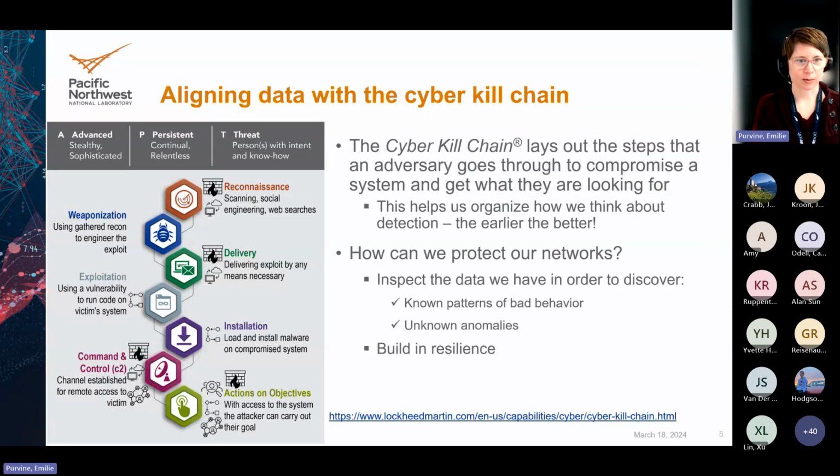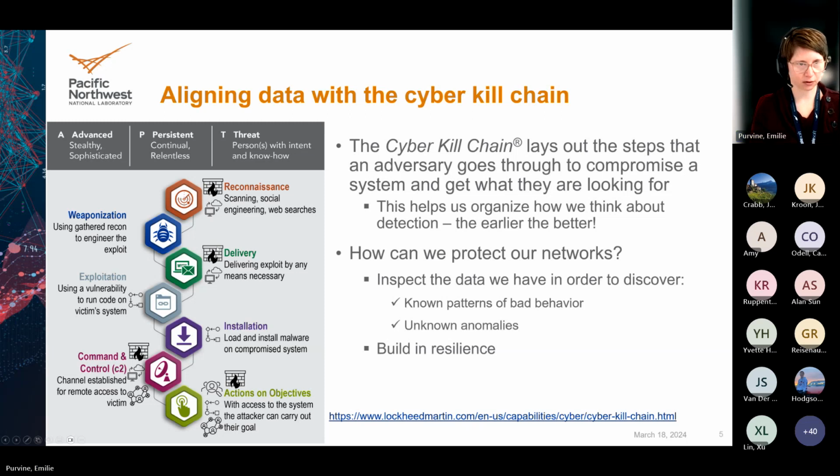So how does this align with a cyber kill chain? On the left picture here, I've annotated this cyber kill chain from recon, weaponization, delivery, exploitation, installation, command and control, and actions on objectives, with some icons from the last slide of what kinds of data might be seen at any of these steps. It lays out the steps that an adversary goes through to compromise the system, and it helps us organize how we think about detection.